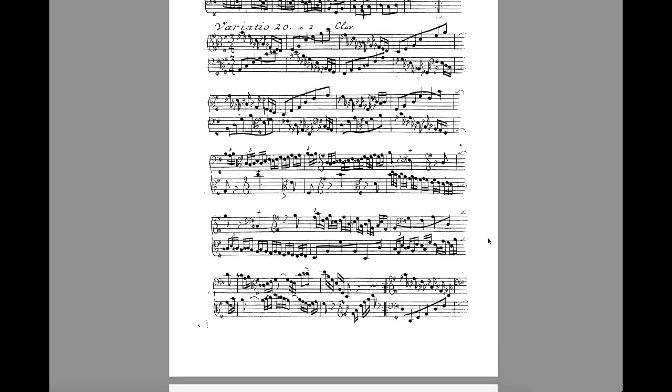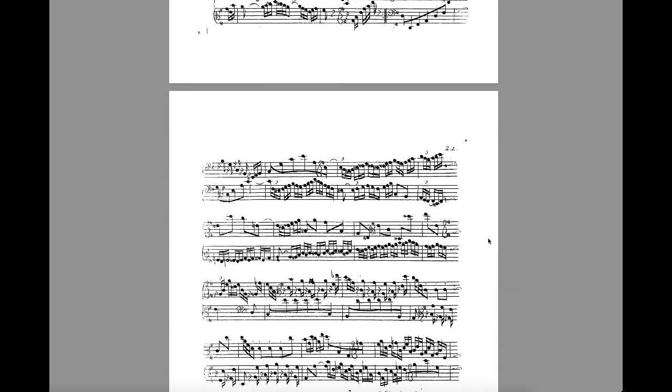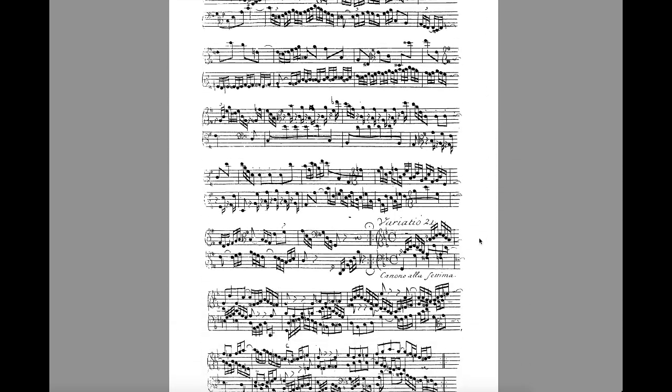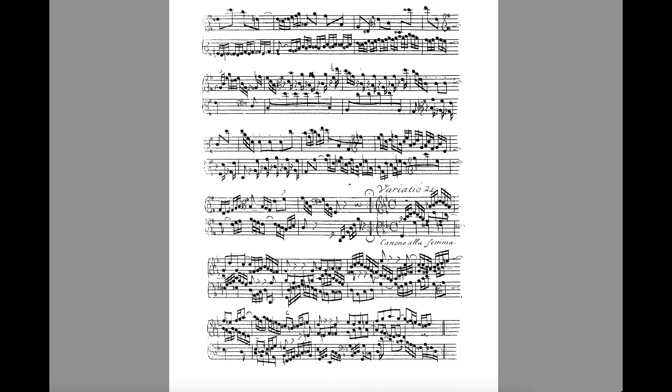Now we're in variation 20. Variation 20 goes along, and there's another fermata here at the end. So he's had a lot of continuous fermatas here in the second half so far. He's had one after 17, 18, 19, and 20.